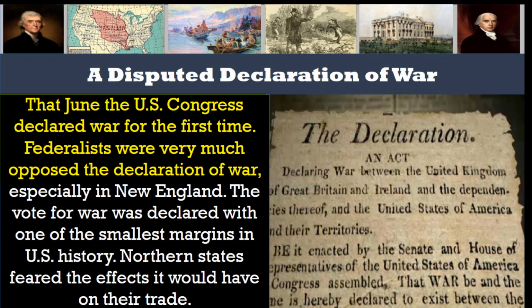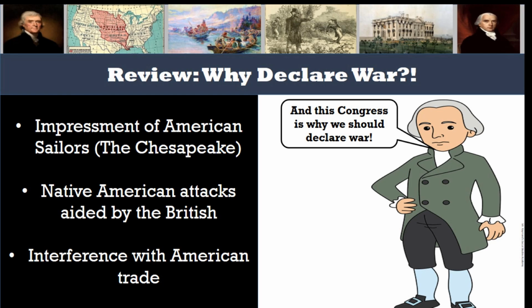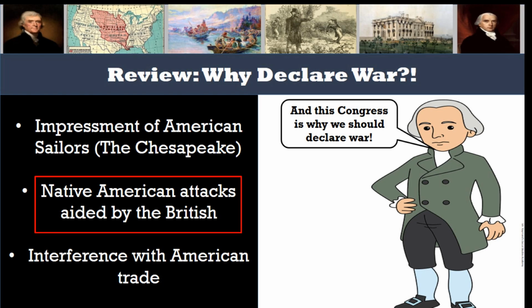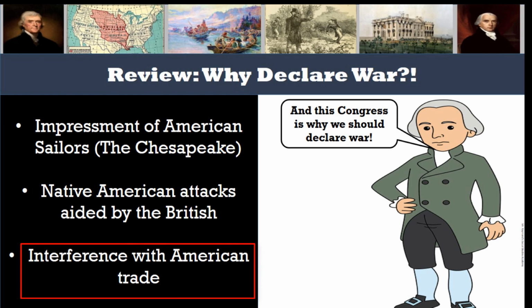Federalists were very much opposed to the declaration of war, especially in New England. The vote for war was declared with one of the smallest margins in U.S. history. Northern states feared the effects that it would have on their trade. So let's review why the U.S. declared war. First was the impressment of American sailors. Remember the Chesapeake. Second was the Native American attacks aided by the British. And finally, they were just sick of British interference with American trade.